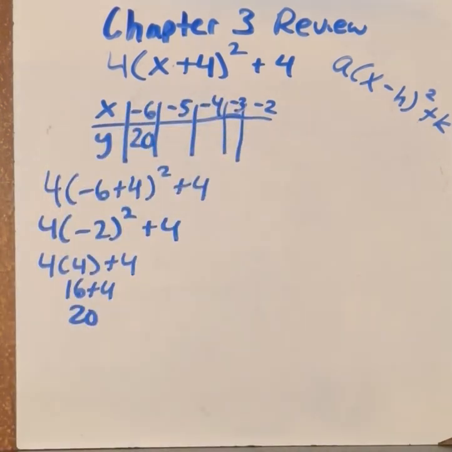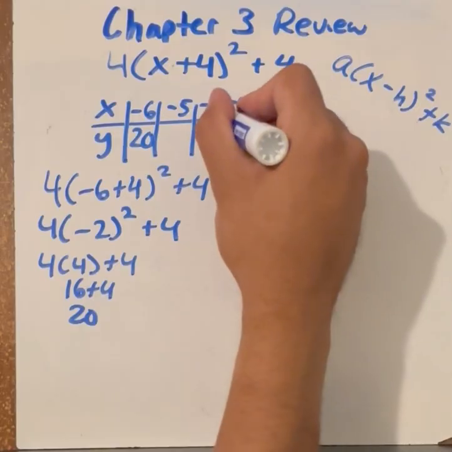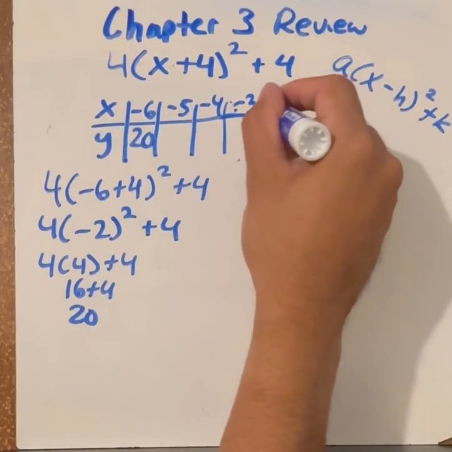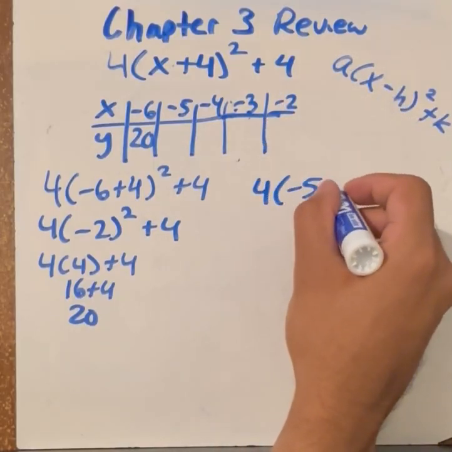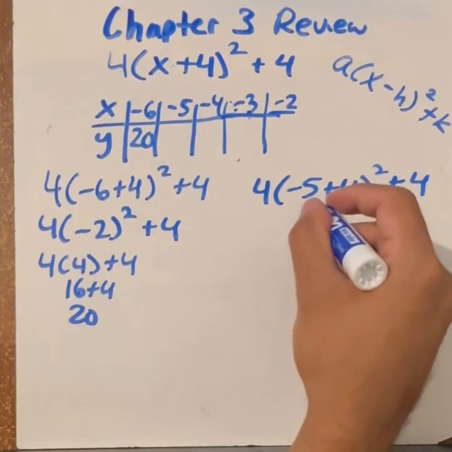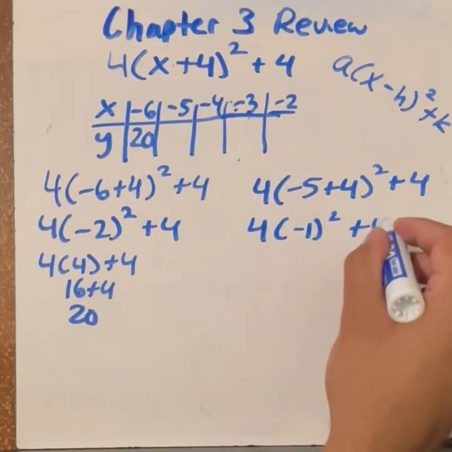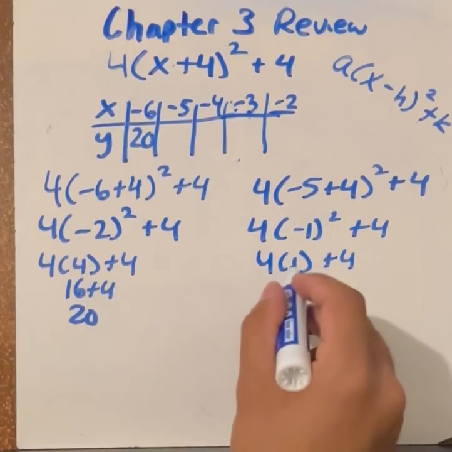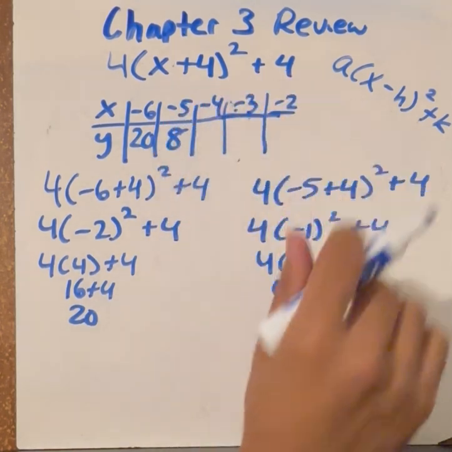Okay, now we got to do it with negative 5. So doing the same thing with negative 5, let's plug in a negative 5. So 4 times negative 5 plus 4 squared plus 4. Negative 5 plus 4 is negative 1 squared plus 4. Negative 1 squared is 1, so 4 times 1 plus 4. 4 times 1 is 4 plus 4, which is 8. So this value should be 8.